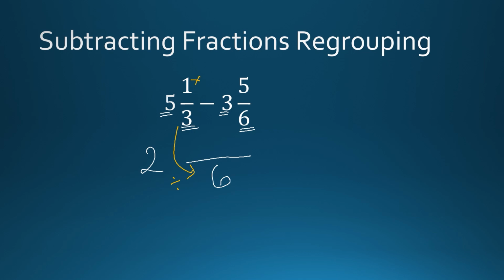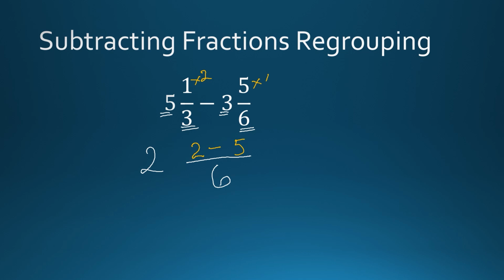3 into 6 is 2. 1 times 2 is 2. Write back my operation sign. 6 into 6 is 1, and 5 times 1 is 5. Now, as we can see here, we have 2 subtract 5. 2 cannot subtract 5, so what we are going to do is that we're going to regroup.